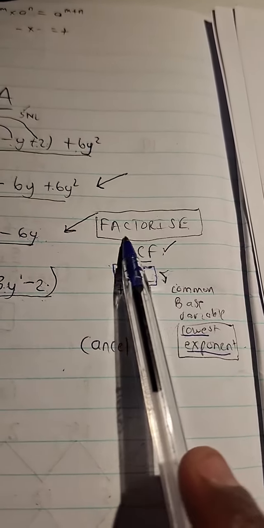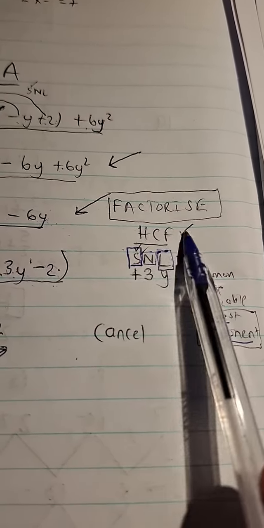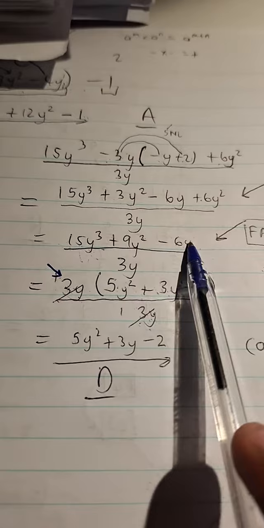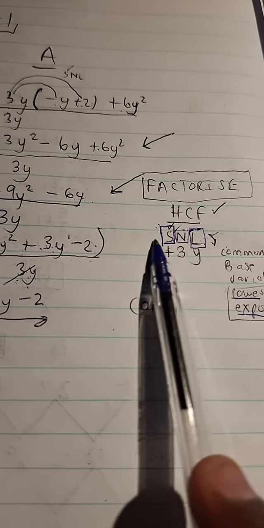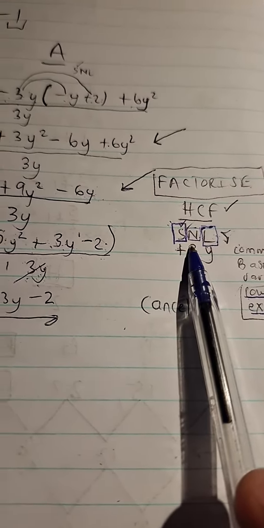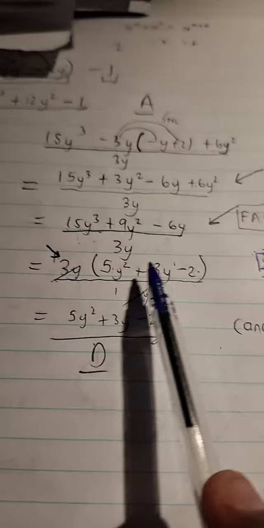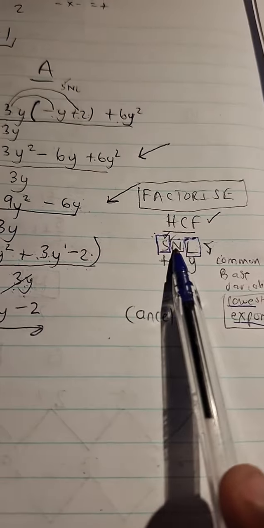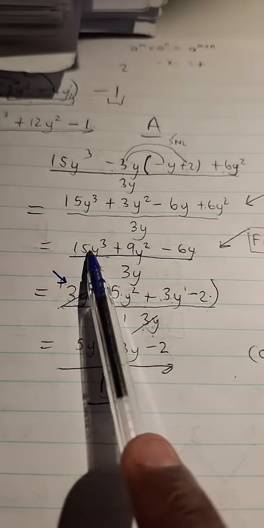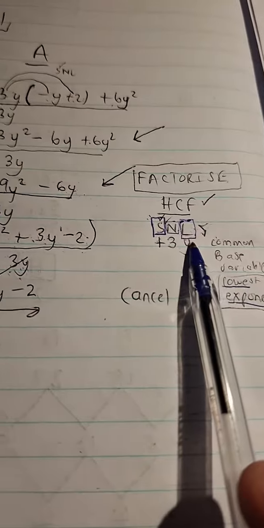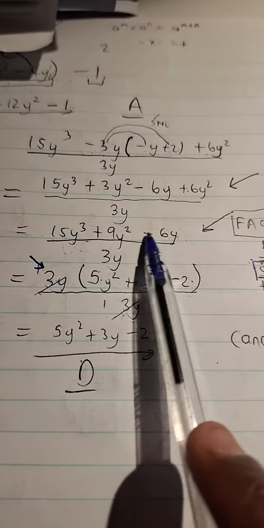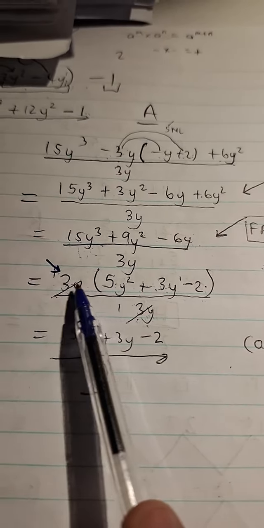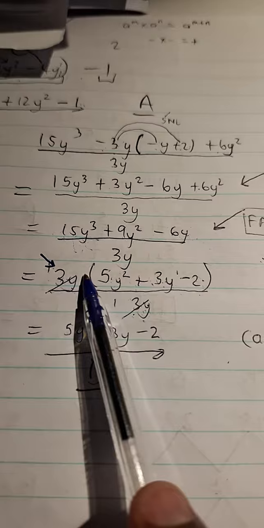Whenever you do factorization and you have a highest common factor, you first take out that highest common factor by identifying it first. The highest common factor according to the sign is positive, the highest common factor according to the numbers 15, 9, and 6 is 3, and then the highest common factor letter between y cubed, y squared, and y is y. So therefore your highest common factor is 3y.